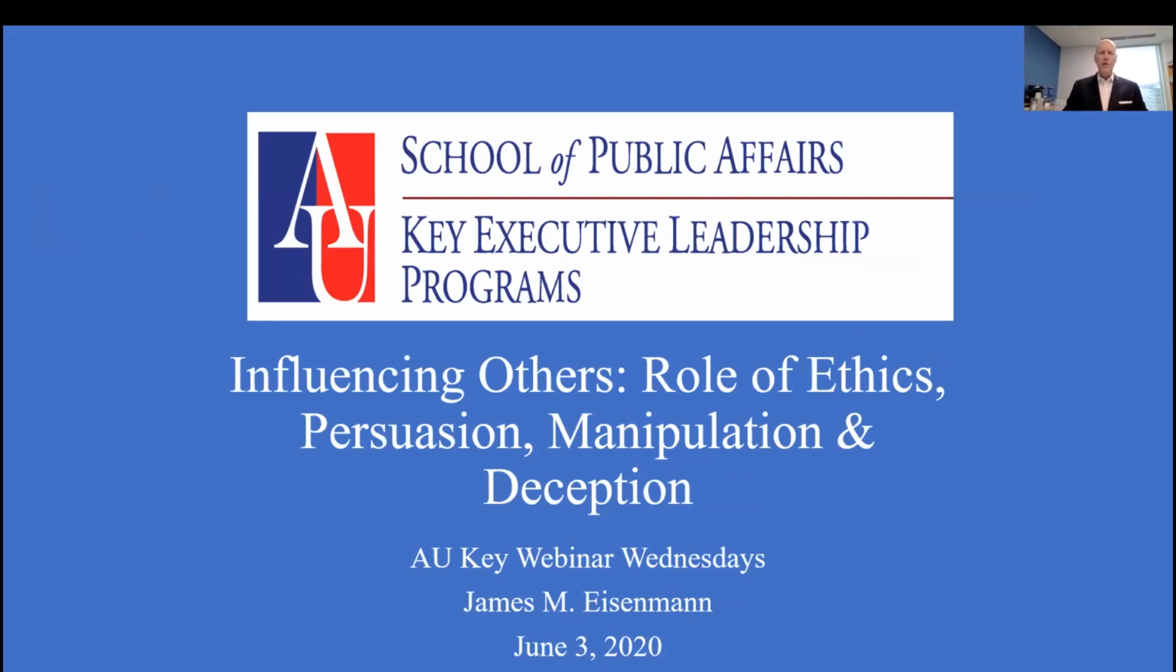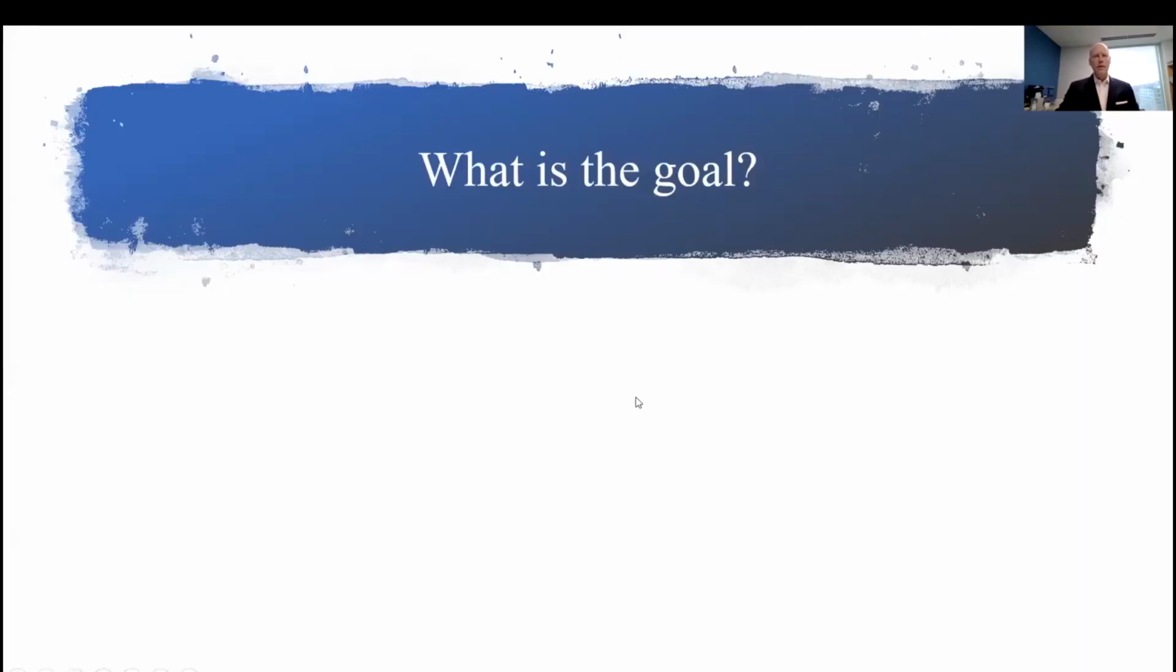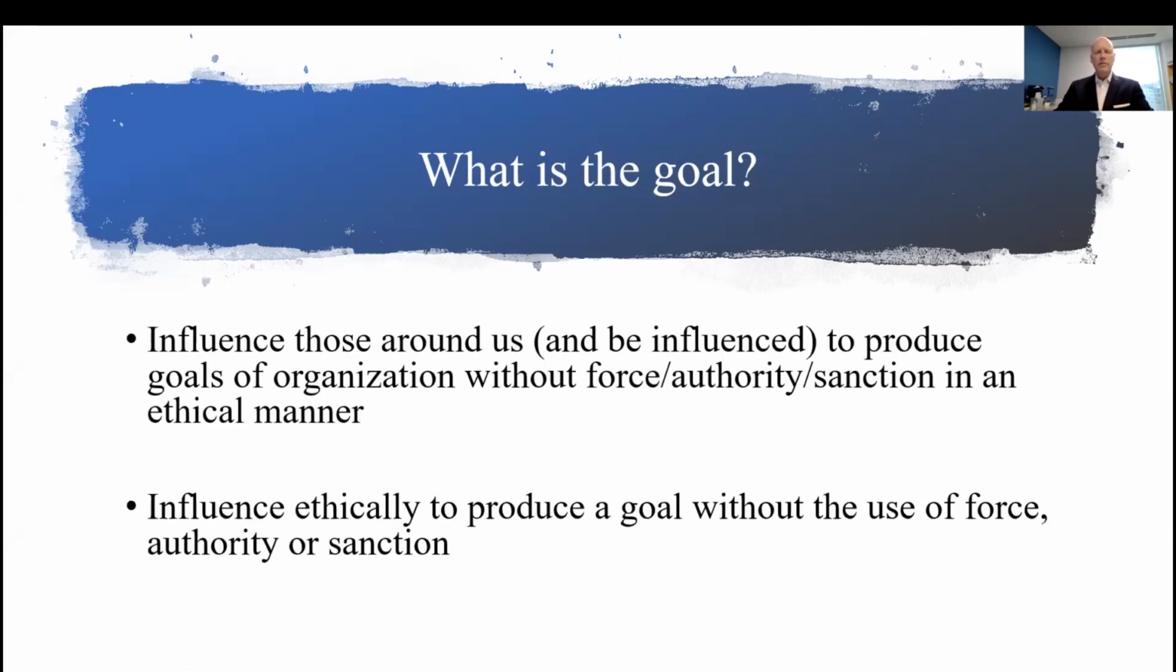So today we're going to talk about influencing others and the role that ethics and manipulation and deception and persuasion play in that. So first of all, what is the goal? What are we talking about here? We're talking about influencing those around us to produce the goals or a goal of the organization without the force or authority or sanction and in an ethical manner. Or otherwise put, influence ethically to produce a goal without the use of force, authority, or sanction.